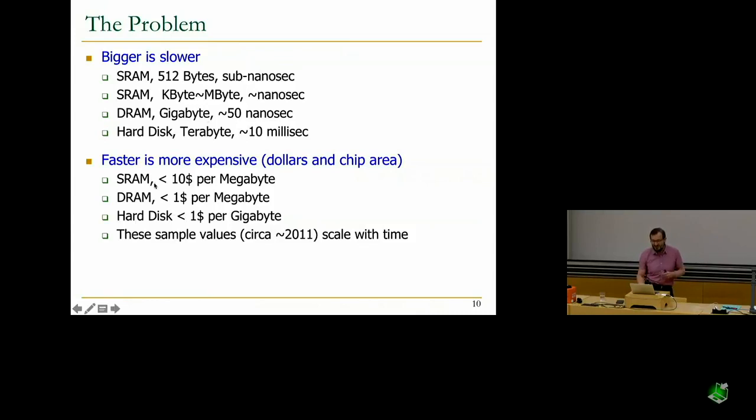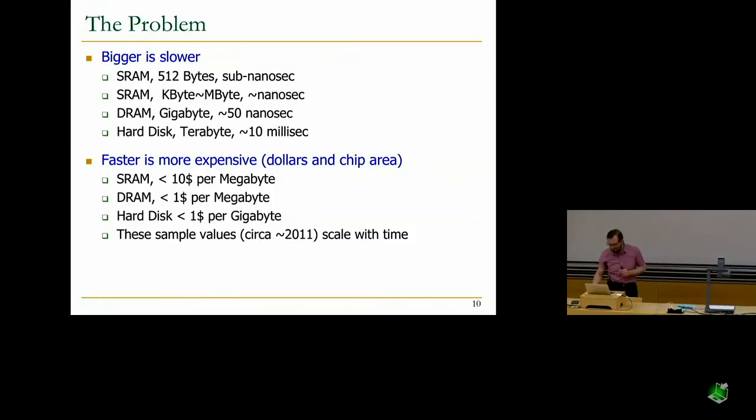If you look at the technologies over here in terms of price, SRAM is less than $10 per megabyte, again, circa 2011. You can do this study on your own also today. DRAM is actually, all of these costs are reducing. This is the technology scaling and Moore's law, right? DRAM is less than $1 per megabyte. Hard disk is less than $1 per gigabyte. And if you looked back in 1960s, the numbers would be much different, but they would be proportionally similar.